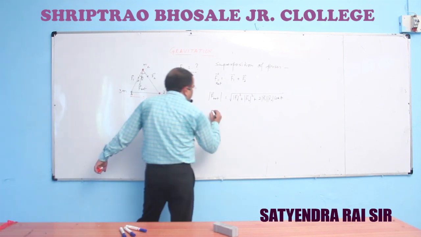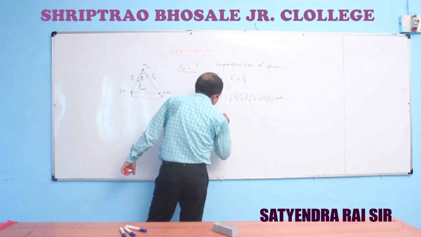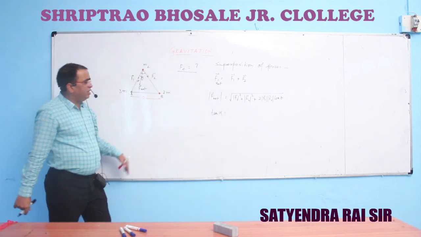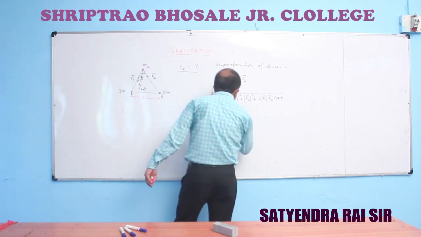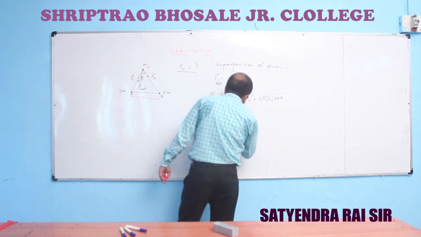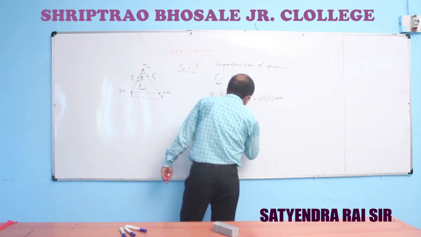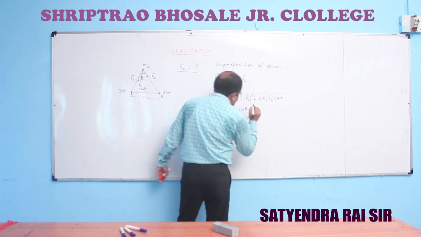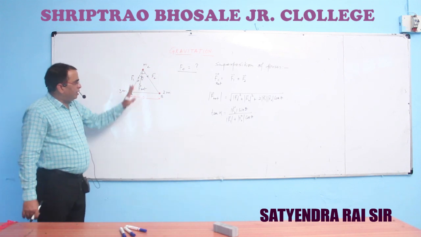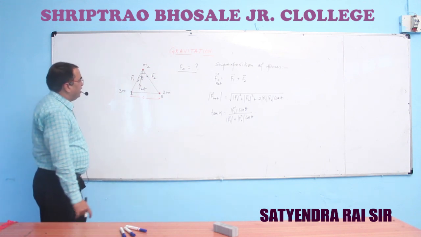Then I can write down to get the direction of the F net as tan alpha, and tan alpha should be written as mod of F2 sine theta divided by mod of F1 plus mod of F2 cos theta. Simple. So the magnitudes of F1 and F2 can be found out easily.